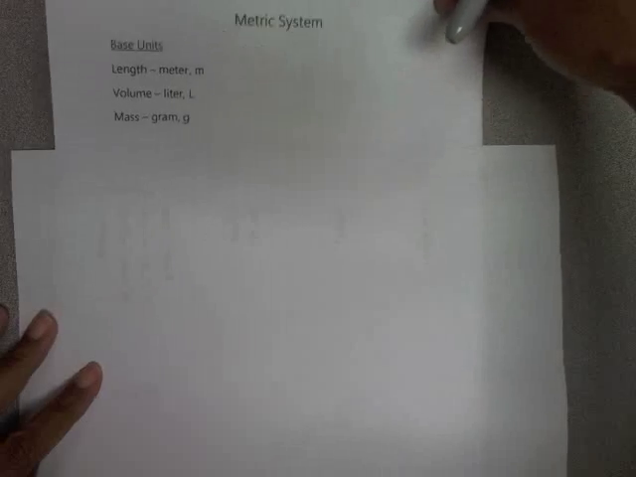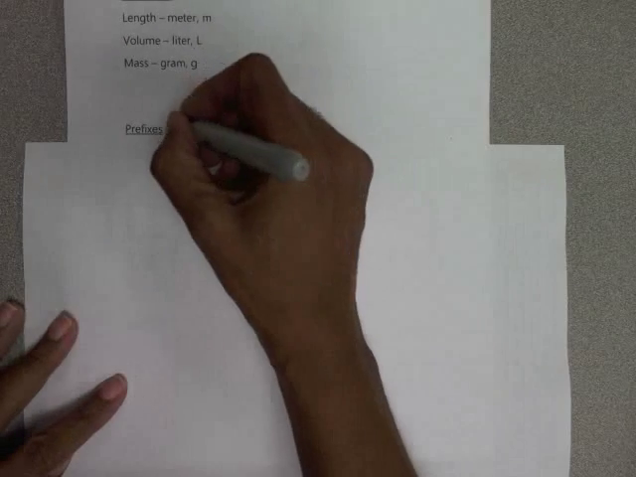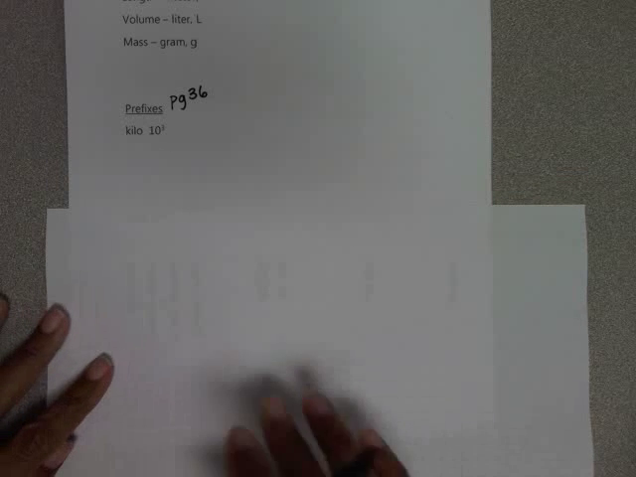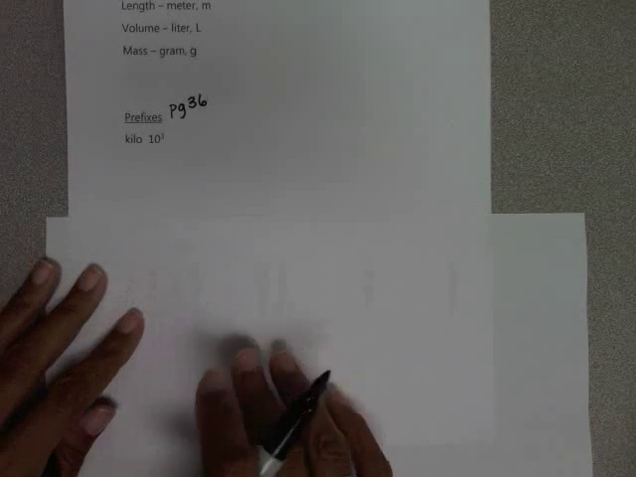To make the metric units larger or smaller, we use prefixes, and you can find a list of prefixes on page 36 in your text. There are 2 prefixes I'd like you to memorize, and the first one is the kilo prefix, and it's 10 to the third in scientific notation.